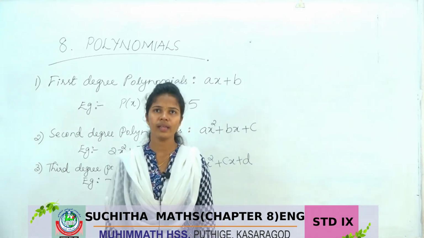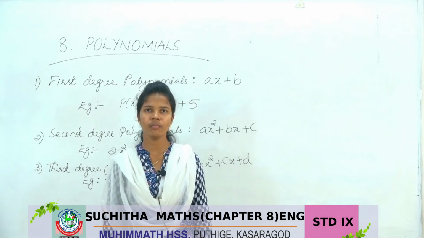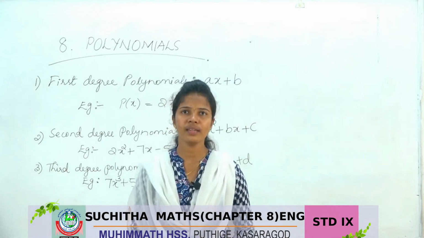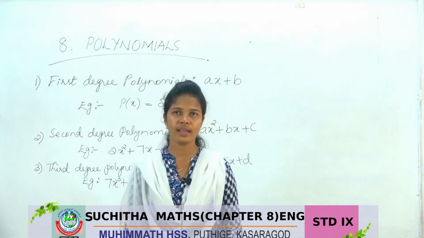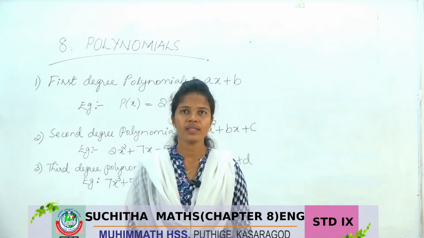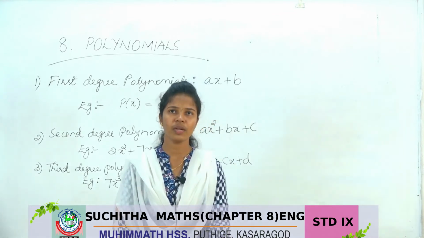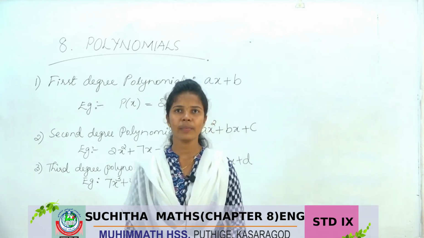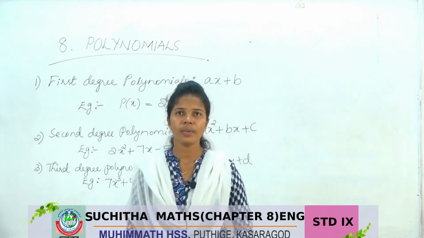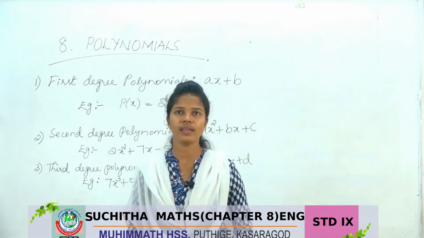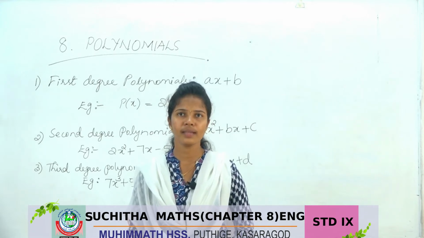So mainly we have studied these three polynomials. First degree polynomial is the polynomial with the degree 1 and the general formula is ax plus b. Then second degree polynomial means polynomial with the degree 2. General formula is ax square plus bx plus c. And third degree polynomial is the polynomial with the degree 3, and the general formula is ax cube plus bx square plus cx plus d. Understood?